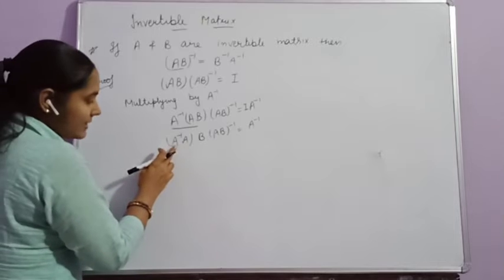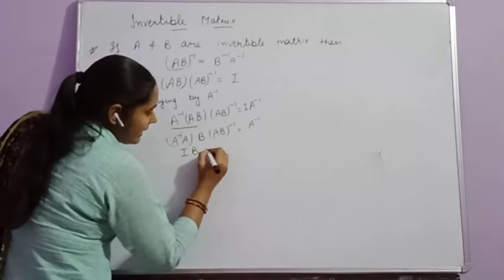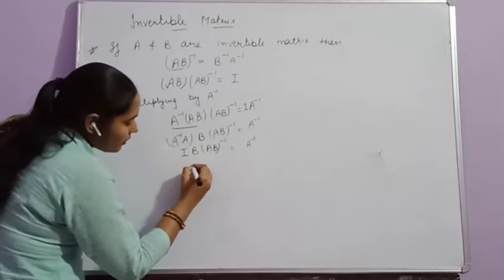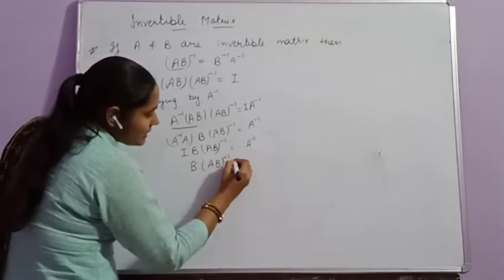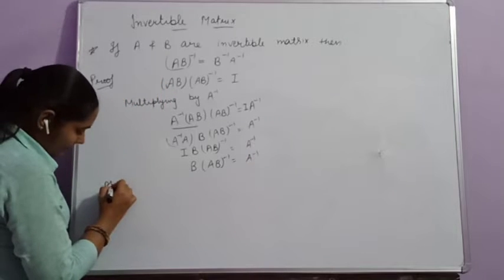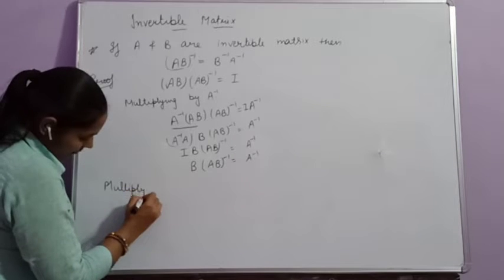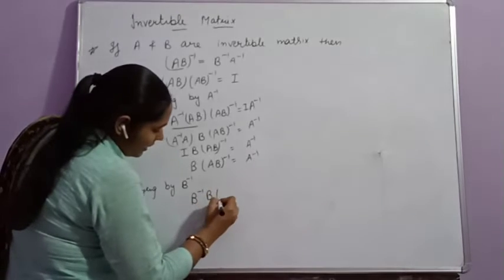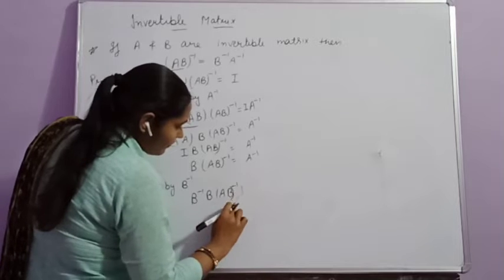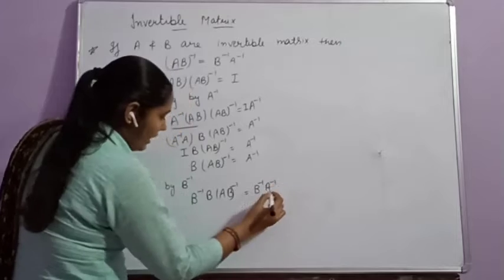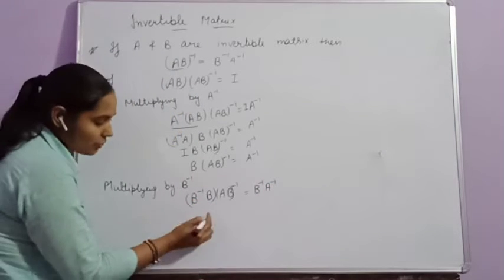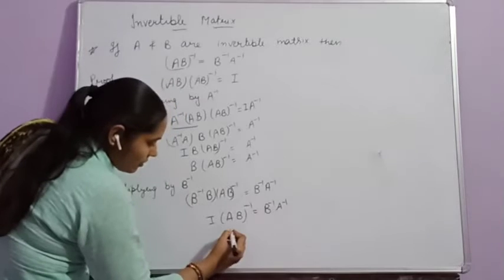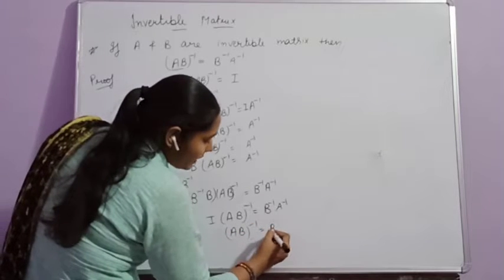And we know that the product of a matrix and its inverse is always equal to the identity matrix. So I into B into AB inverse is equal to A inverse. The product of a matrix with the identity matrix is the matrix, so B into AB inverse is equal to A inverse. Now, by multiplying by B inverse, we get B inverse into B into AB inverse, that is equal to B inverse A inverse. And we know that the product of a matrix with its inverse is equal to the identity matrix, so I into AB inverse is equal to B inverse A inverse. So AB inverse is equal to B inverse A inverse.